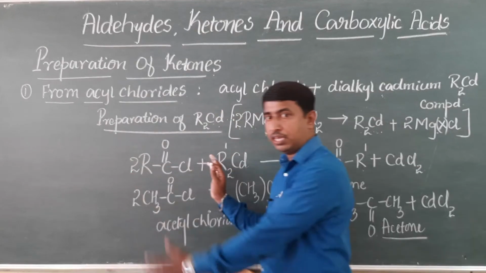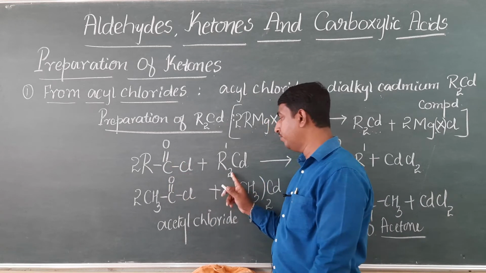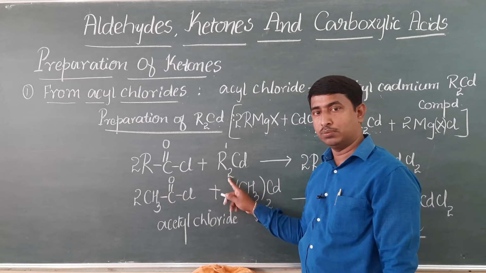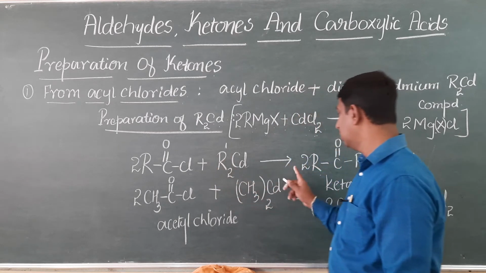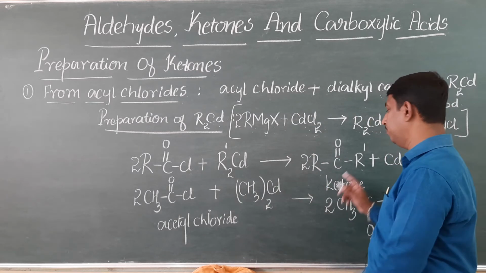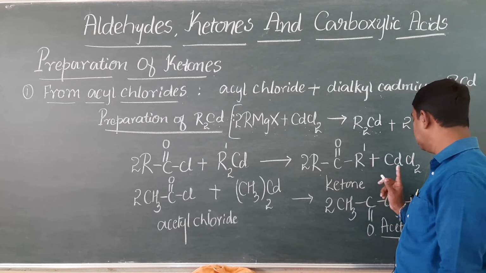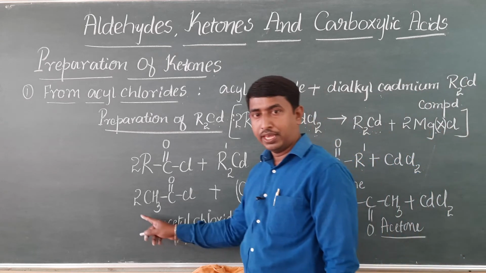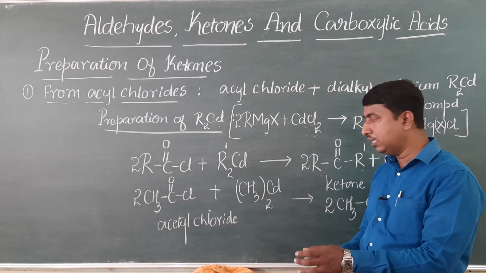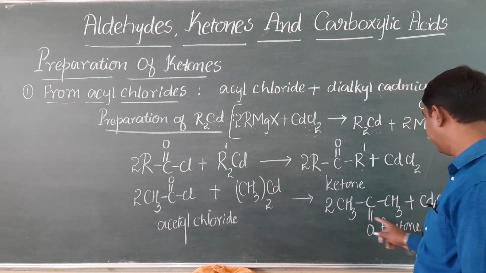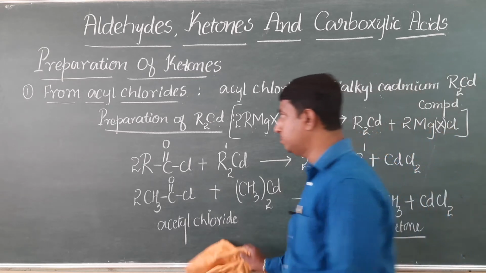Acyl chloride, formula of acyl chloride, in the last class I told you, it is RCOCl, treated with dialkyl cadmium, R2Cd, or R dash 2Cd. Upon treatment with dialkyl cadmium, we'll get a ketone, that is RCOR dash along with cadmium chloride. For example, acetyl chloride treated with dimethyl cadmium gives acetone along with cadmium chloride. This is the first method.